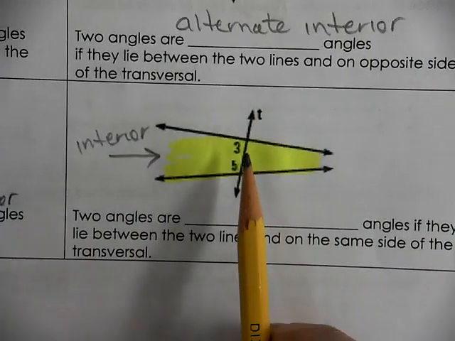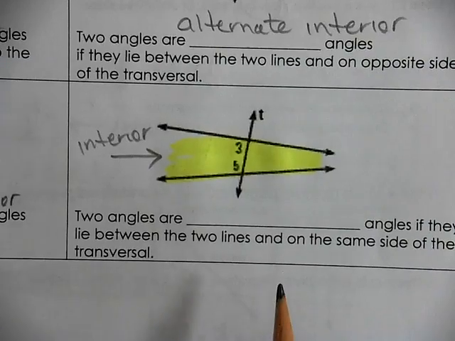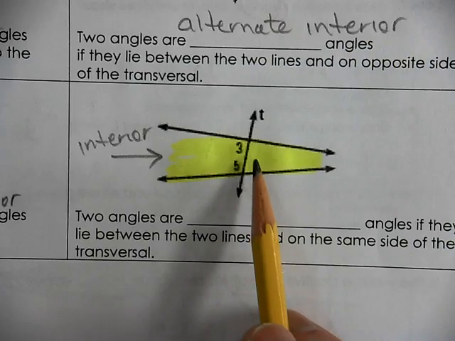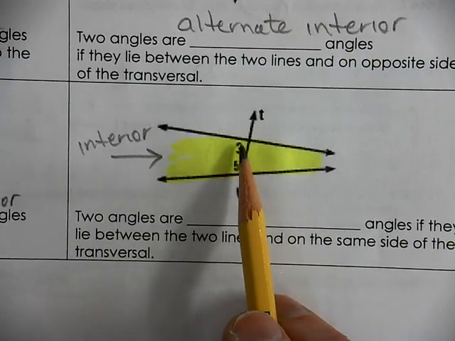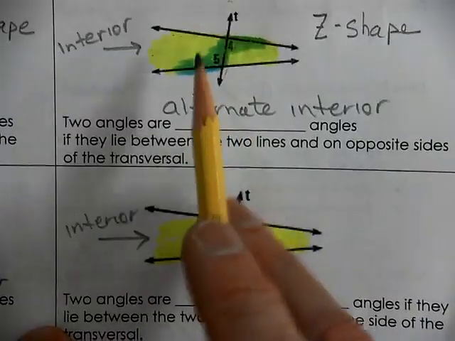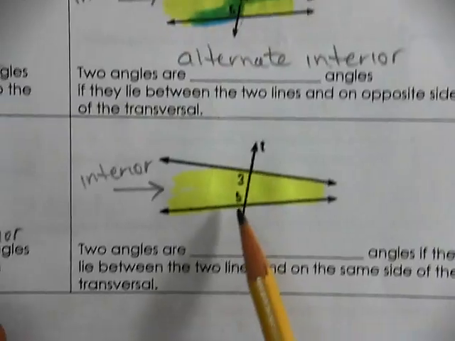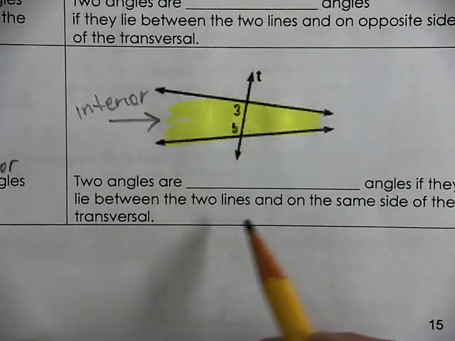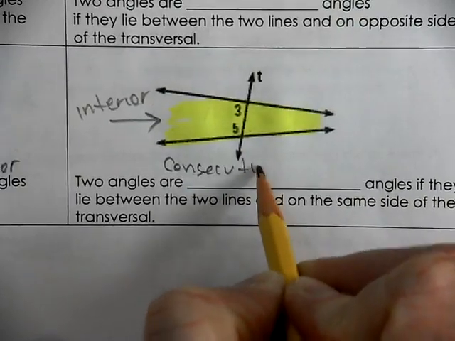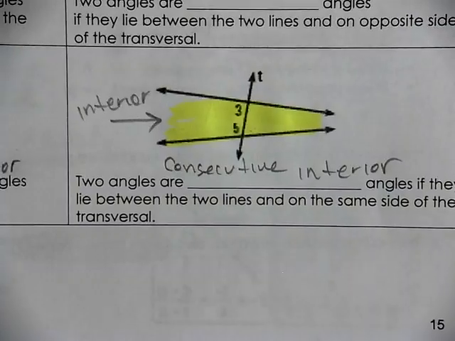Do you notice that these angles are on the same side of the transversal? So they're not alternate exterior, alternate interior angles. They're not in that position. They're on the same side. So we call that consecutive interior angles.